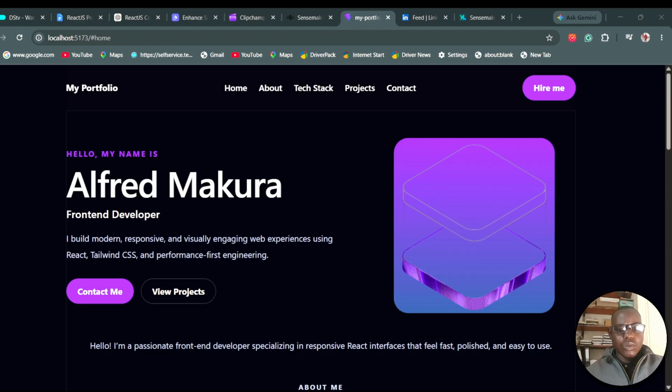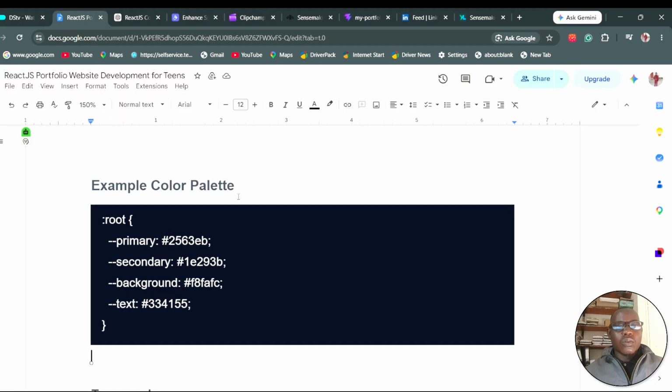Take a look at the example we have on our web portfolio. This is the frame we were talking about. This is the purple color, there's the blue color. So when we talk of color codes, there's this, say, 256. So you will need to understand this code.